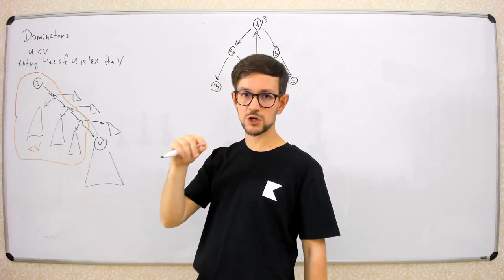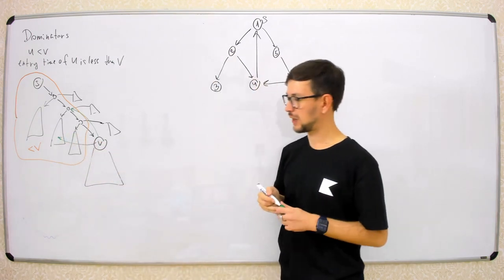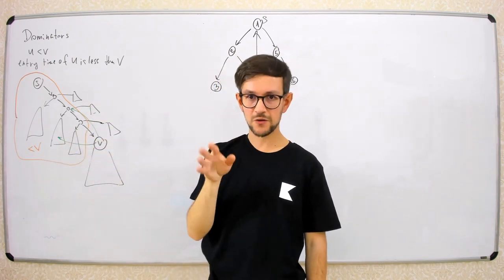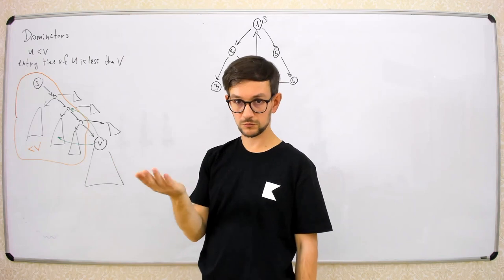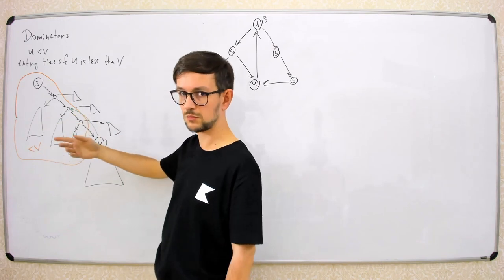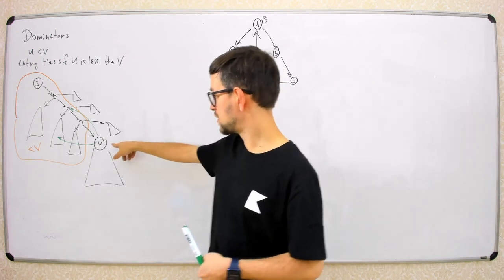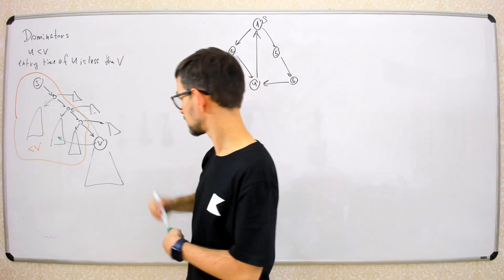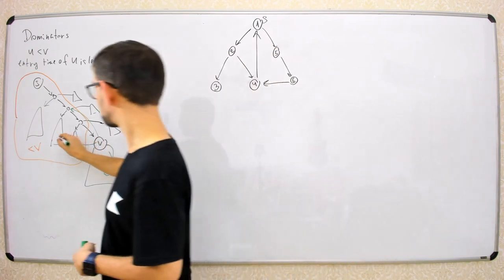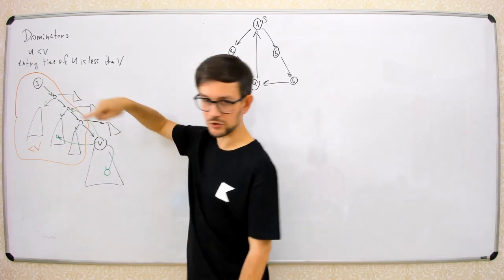We also may have some edges going to the left, from V to one of these left subtrees. These two types of edges are perfectly legal, so you may have both in your graph. You first go in here, then you go here, and then you see this edge. That's perfectly legal. Also, you may have an edge from V to one of the nodes in this subtree. What you may not have is any edge from V to nodes in these subtrees visited after node V.